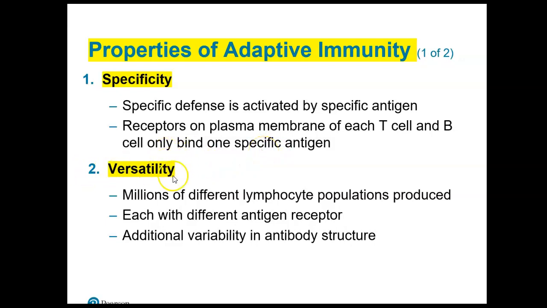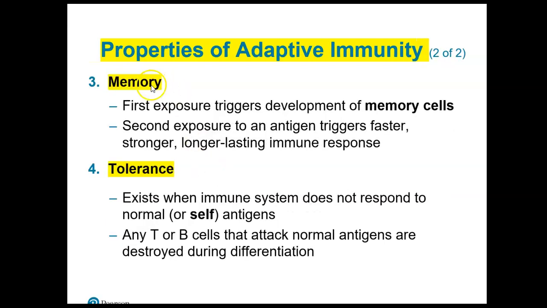So that's specificity. Versatility. There are millions of different lymphocyte populations produced. Each of them has a different antigen receptor. This especially happens in young children, as the child is growing, their immune system is growing too. Memory is the ability of the adaptive immune response to respond to a second exposure to the antigen, and that second exposure is going to trigger a faster, stronger, longer lasting immune response. So this memory is only a property of the adaptive or specific immunity.